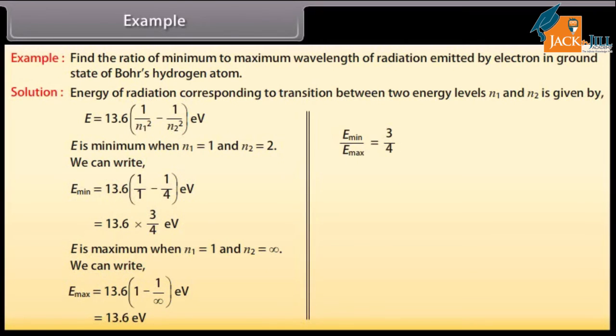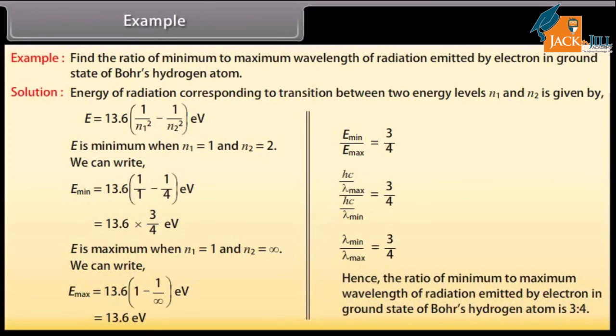Now taking ratio of E minimum and E maximum, we get E minimum upon E maximum as 3/4, or lambda minimum upon lambda maximum equals 3/4. Hence, the ratio of minimum to maximum wavelength of radiation emitted by electron in ground state of Bohr's hydrogen atom is 3:4.